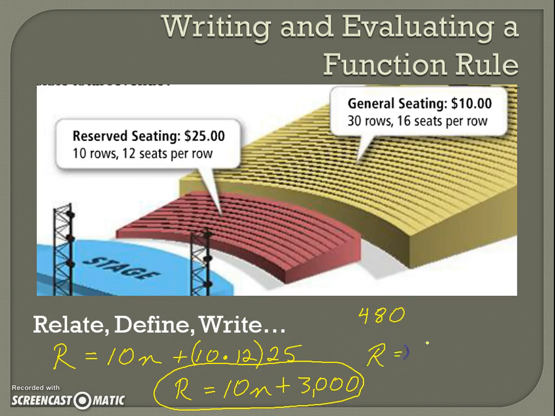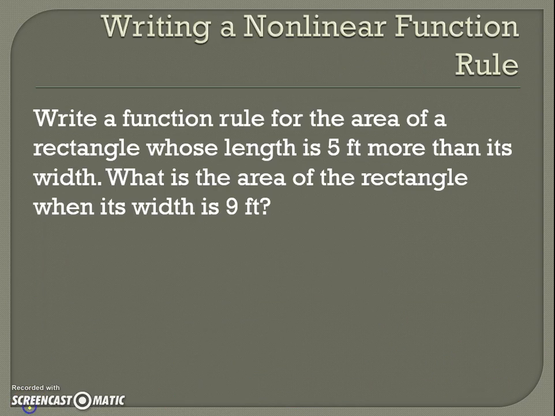So I'd have R equals 10 times 480 plus 3,000, and then simplify all this out, and you end up finding out the revenue is going to be $7,800 is the max revenue. Not a bad payday for a one-night show. So that's how you'd work that out. There's a lot to that. Okay, so this is really, really important. Make sure that you are paying attention to that.